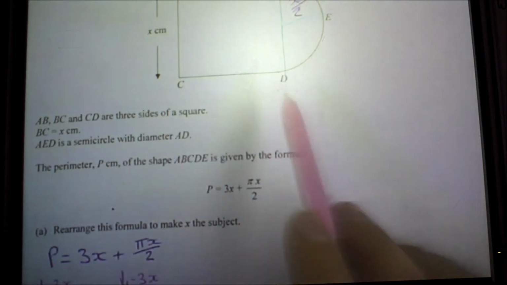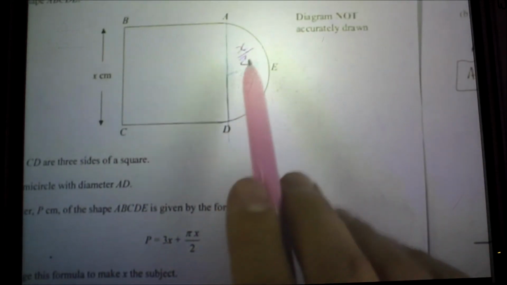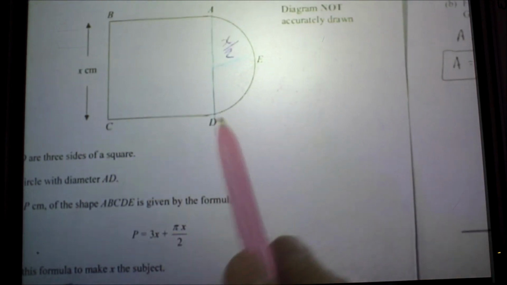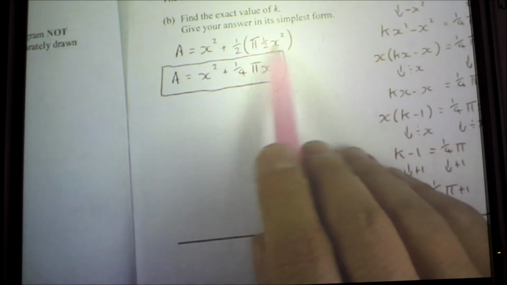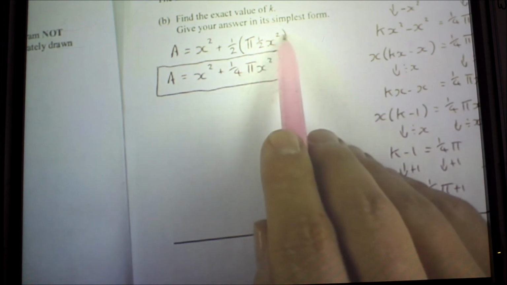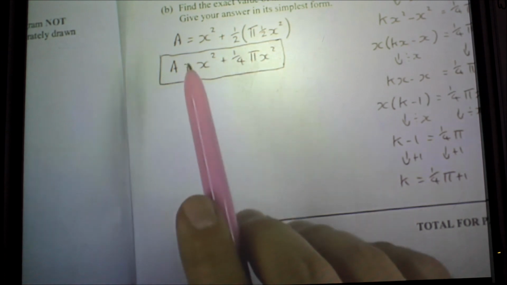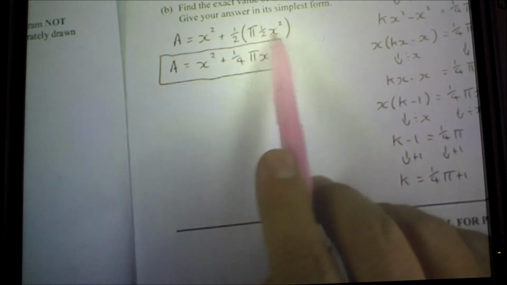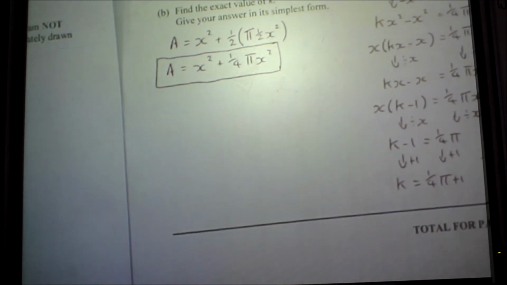So the area is equal to x squared, add, now the area of a circle is pi times the radius squared. Bear in mind that's the radius. So it's pi times half of x, which is the radius, squared, and then you want half of it because it's only half a circle. So if you simplify that, you get x squared plus, half times a half is a quarter, pi x squared. That's the area of the whole lot.